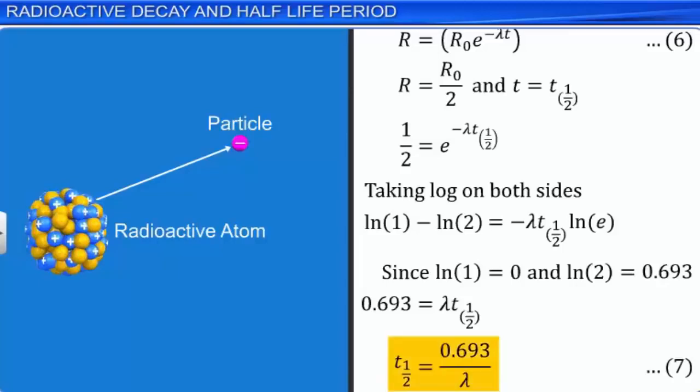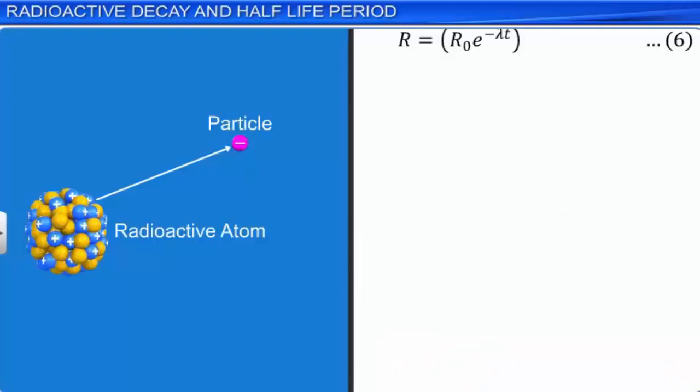Another measure of estimating the time for which a radioactive nuclei lasts is the mean life or average life, denoted by tau. It is the average time a substance exists in a specified form. It is the time interval in which N and R reduce to 1 by e of its original value.